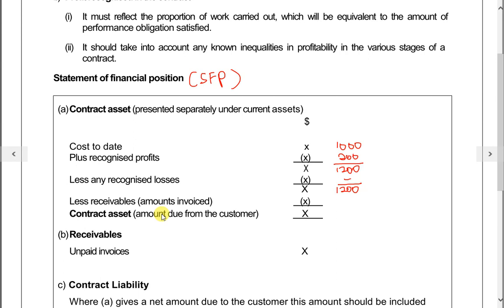So let's say I invoice them only 1,100. Based on the work done, the cost incurred plus the profit to be recognized, I should recognize 1,200 in my books. But what happened is I bill them only 1,100. I bill my customer 1,100. So when I bill them 1,100, I still got 100 I haven't billed. So this is what we call contract asset. Amount due from customer. You saw this in your financial statement? Amount due from customer.